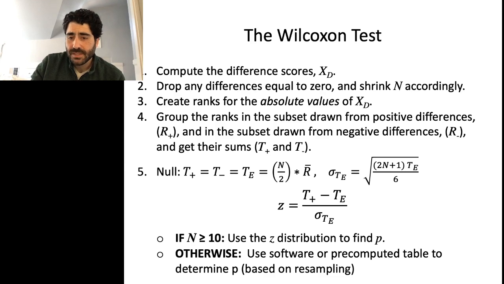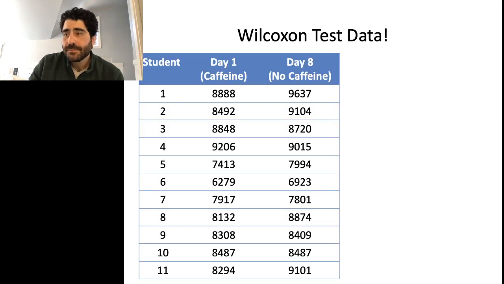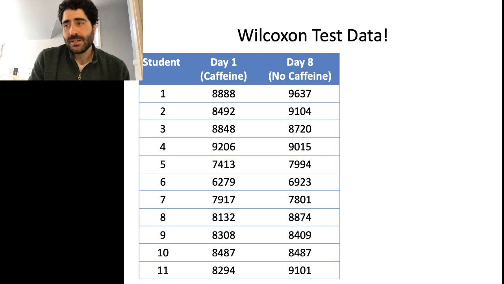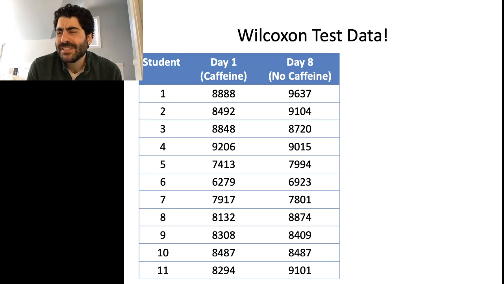Okay, so let's do an example. Here's an example where I think I mentioned this during the t-test one. We have students wearing pedometers, and we're looking at their step change, the amount of steps they're taking on a first day. Then we have them abstain from caffeine for a week, and we get another measurement of their steps. And so these are paired measurements, right?